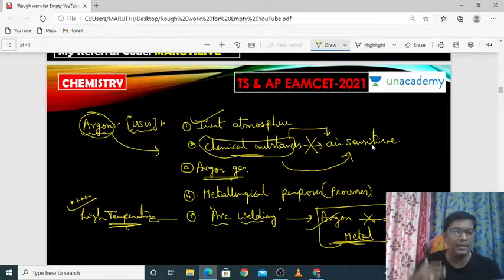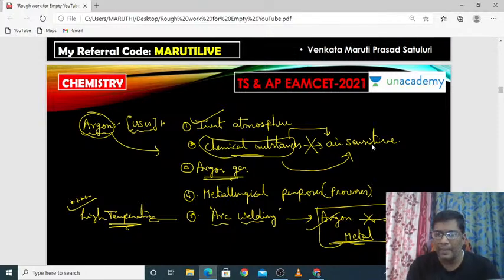But if you take any other gas, it will definitely react with the metal, except inert gases like argon. Okay, so when we weld a metal, we are using it. That's all.